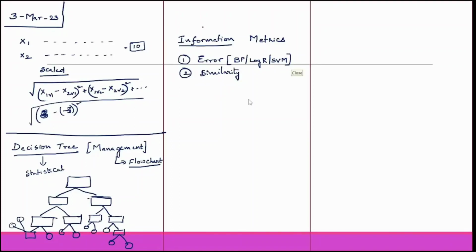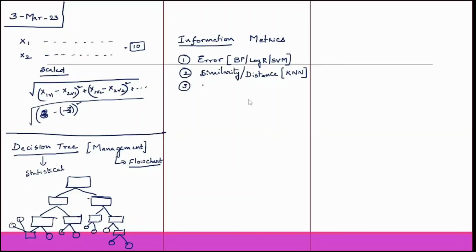Then similarity or distance-based learning. We have taken up one major algorithm, which is the KNN algorithm.